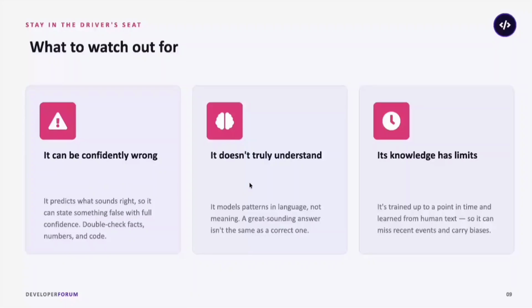Second, it doesn't truly understand. It is modeling patterns in language, not thinking about the meaning the way you do. It can produce a brilliant-sounding answer without any real grasp of what it's saying. And third, its knowledge has limits. A model is trained up to a certain point in time, so it may not know recent events unless it's been given a way to search. And it learned from human text, so it can carry the biases in that text as well.